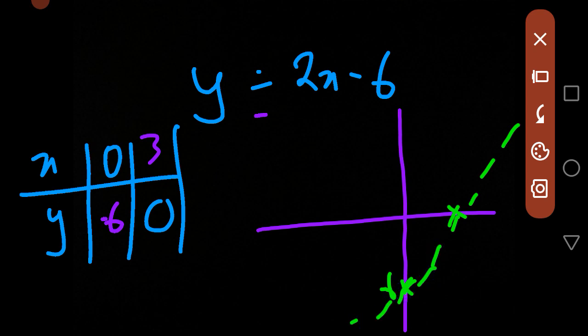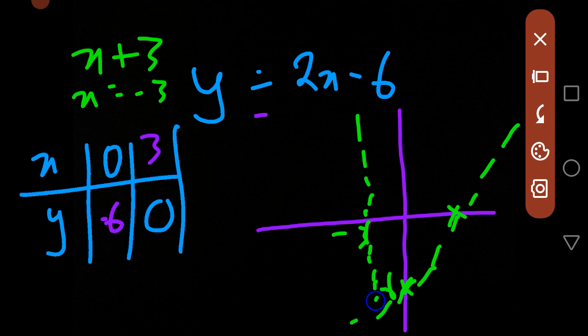Oblique asymptote. And then I also had the vertical asymptote, since it was x plus 3 at the bottom. Setting this equal to 0, x equals negative 3. So negative 3 is my vertical asymptote. Negative 3 can be somewhere there, so I'm going to have my vertical asymptote like that.